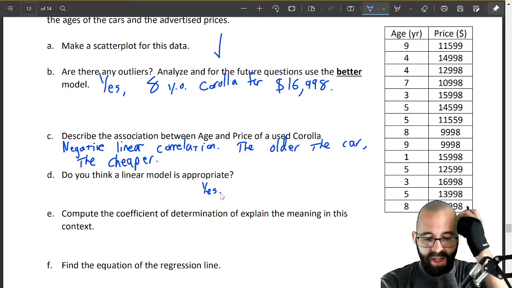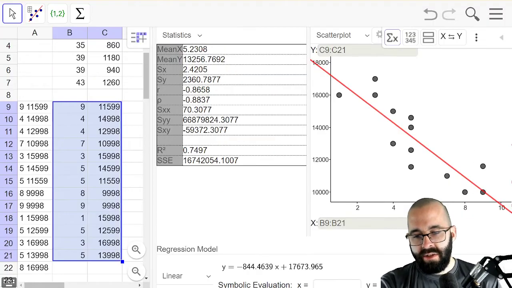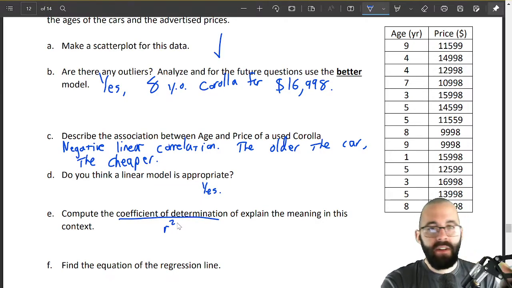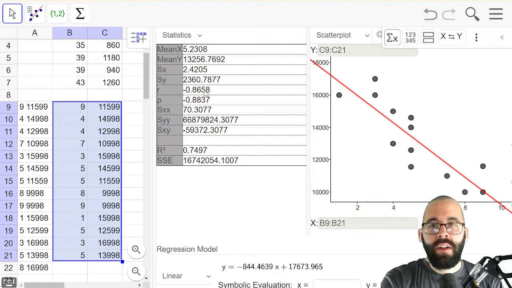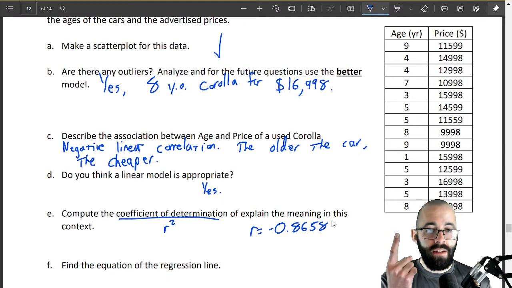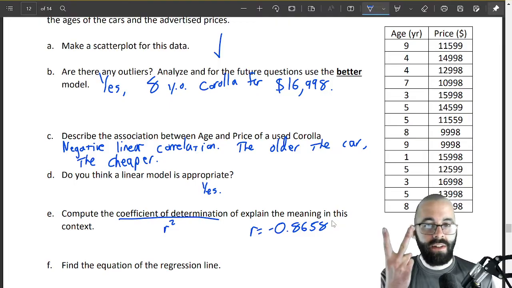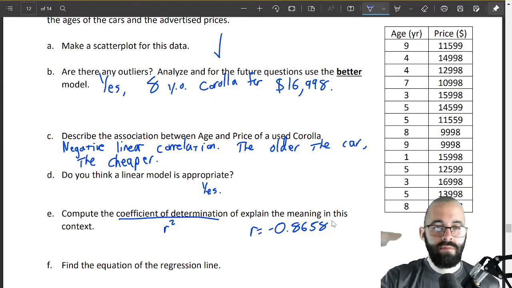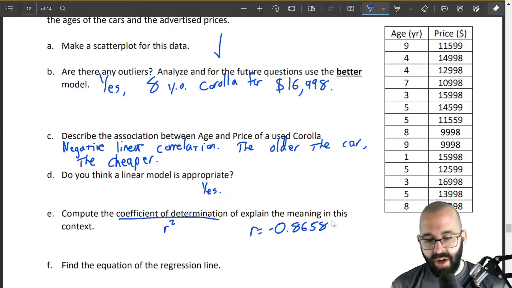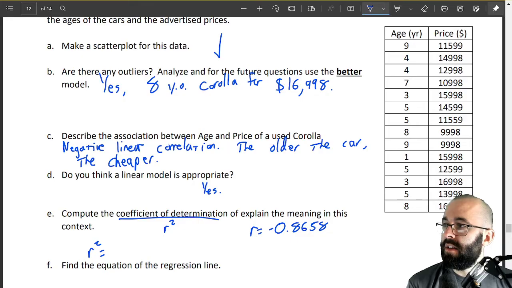Compute the coefficient of determination and explain the meaning. So remember, that's asking for the coefficient of determination, that's R squared. R is negative 0.8658. And this tells us the strength and the direction. It tells us it's a negative correlation with an inverse relationship, and it's close to -1, which means it's a strong correlation. But R squared, that's the coefficient of determination, and that means something different.